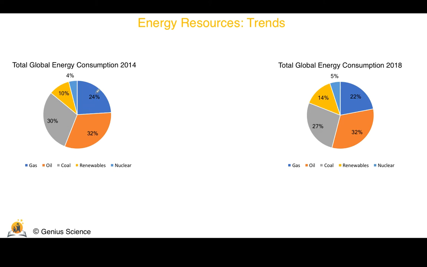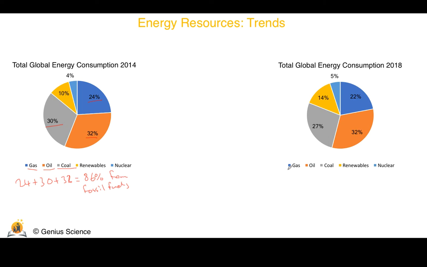Now here are two pie charts that show the total global energy consumption in 2014 and then 4 years later in 2018. Now you may be given data such as this to compare or to describe in your exam. So we can see in 2014 that 24% of global energy consumption was from gas, 30% was from coal, and 32% of energy consumed was from oil in 2014. Therefore, in total, 86% of energy consumed in 2014 was from fossil fuels.